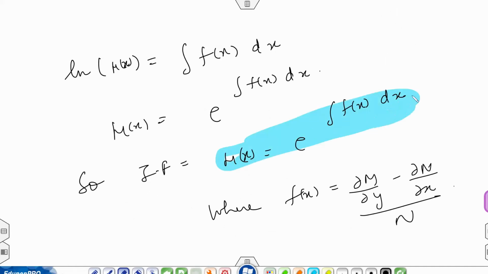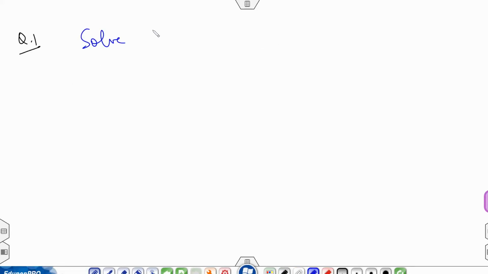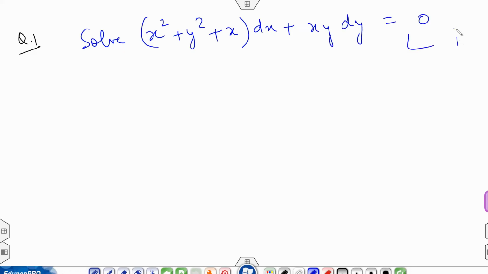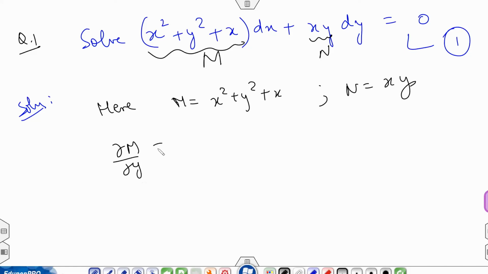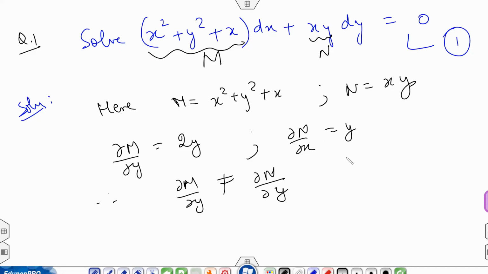So let us do a few examples for this special case. Okay, so the first one is to solve this differential equation. I will call this equation number 1. Now you can see that here my m is what? This one is my m and this is my n. So here I have m equal to x square plus y square plus x and n equal to x into y. So del m by del y is what? And del n by del x is what? y, right? So therefore it is not an exact differential equation.